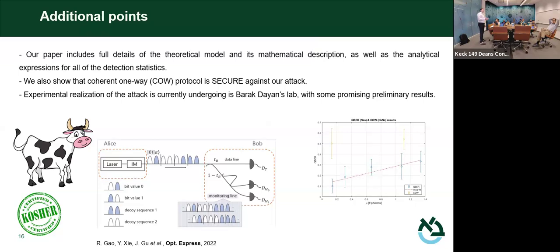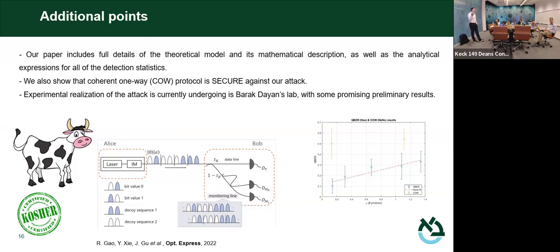Okay, some more additional points. Again, the paper has all the analytical expressions and we can play with it as we want. We also investigated the COW protocol, coherent one-way protocol. Basically, in this protocol, the phase is measured not only between the early and late time bins of the current qubit, but also between the late time bin and early time bin of the next qubit. And since Eve has to reset her atom before each qubit, she is basically tracing over the atom, and that completely destroys the coherence, and that will be detectable. The photon number splitting attack for COW will look like intercept-resend with 25% QBER. That will be detectable. So this COW is kosher.